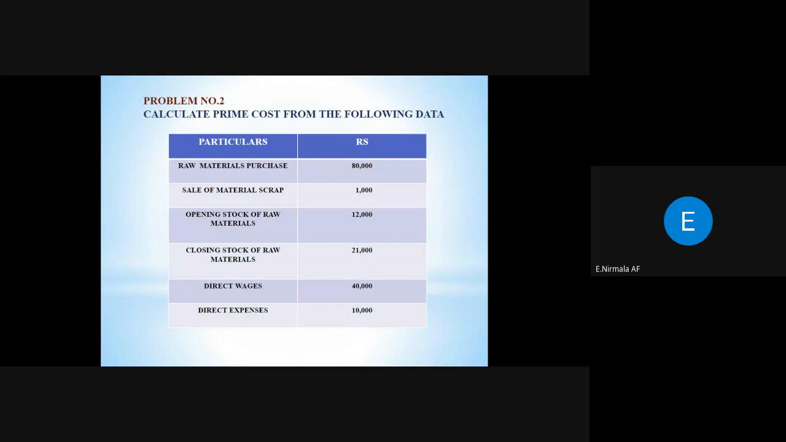Now we'll do the problem. Problem number 2. Calculate prime cost from the following data. Raw material purchase 80,000, sale of material scrap 1,000, opening stock of raw materials 12,000, closing stock of raw materials 21,000, direct wages 40,000, direct expenses 10,000. In this question, we don't have direct material, but they are giving opening stock of raw material, closing stock of raw material, and purchase of raw material.